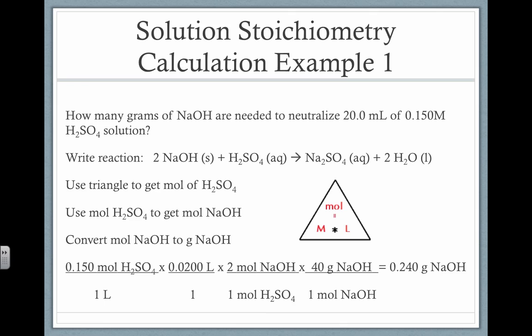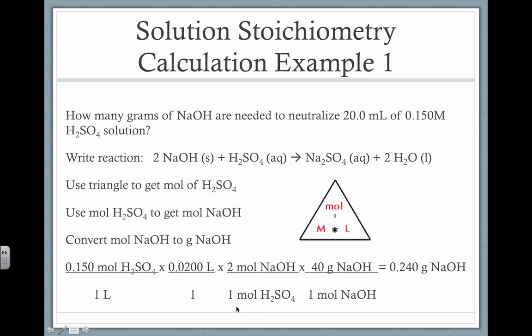In order to do this, if I have 20 milliliters of a 0.15 molar solution, I need to know how many moles of H2SO4 are in that volume. So we use our molarity triangle to calculate moles. I multiply the molarity times the volume. Then, once we have moles of H2SO4, we can use our mole ratio from our balanced equation to go from moles of H2SO4 to moles of NaOH. Because it's a 2-to-1 ratio, I would need twice the amount of moles of sodium hydroxide. But I don't want moles of sodium hydroxide, I want grams, so I'm going to have to convert my moles of NaOH to grams.